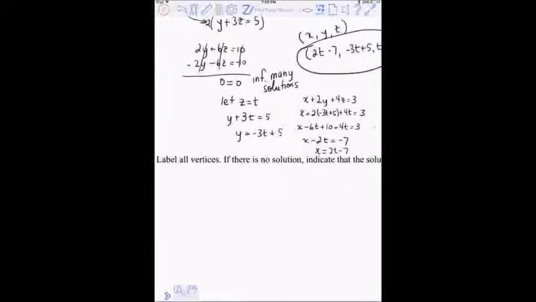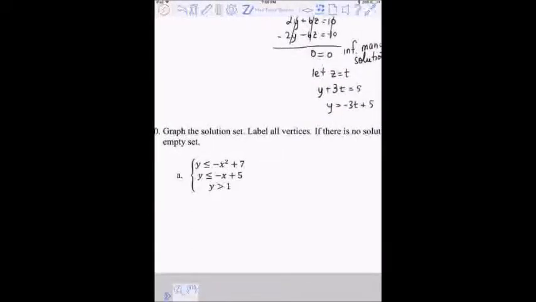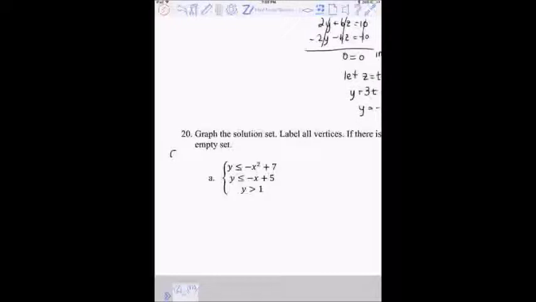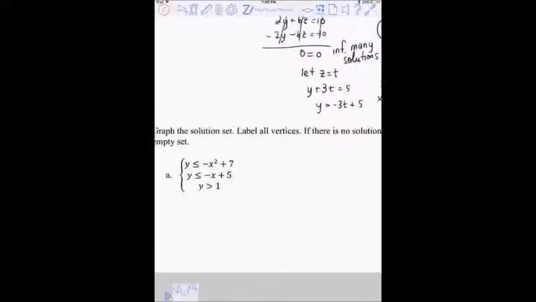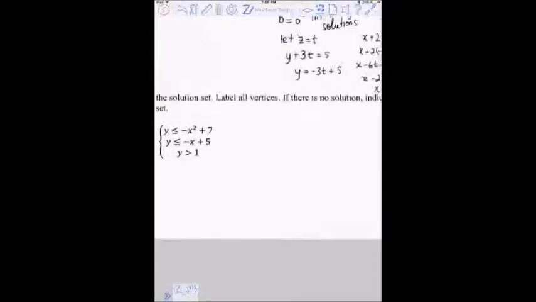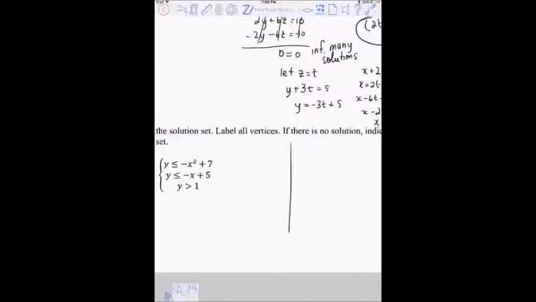Okay, this next question is from chapter 5 still, 5.5. Graph the solution set, label all vertices. The solution set is the area that contains all the shaded regions if we were to graph all of those on the same graph. And the vertices are where the graphs intersect with each other. So we're just going to graph one at a time.